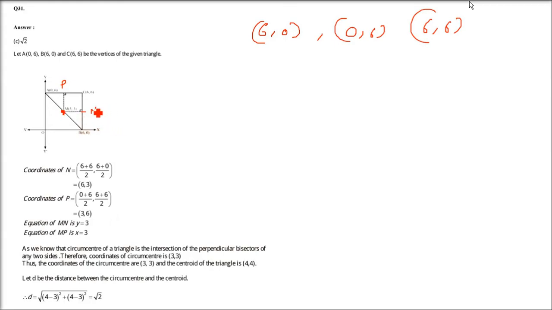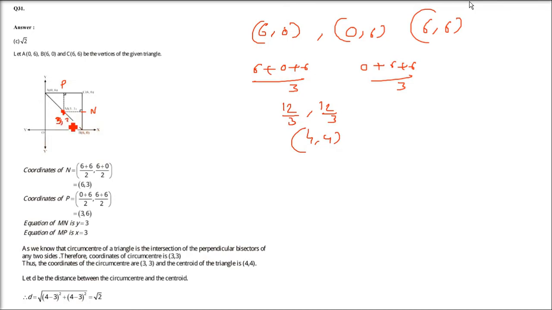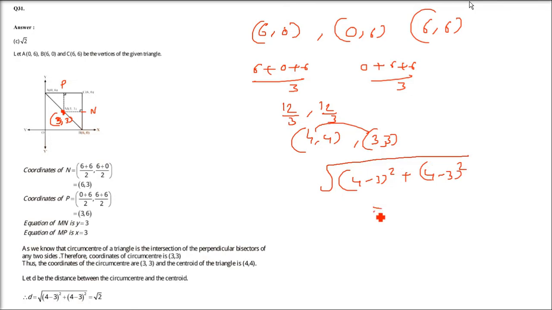And how about the centroid? Now we have the circumcenter. Now let us see the centroid. x1 plus x2 plus x3 by 3, that is 6 plus 0 plus 6 by 3, and y1 plus y2 plus y3 by 3, that is 0 plus 6 plus 6 by 3, so 12 by 3 and 12 by 3, you get 4 comma 4. So this is 3 comma 3 and 4 comma 4 is the centroid. So the distance is 4 minus 3 whole square plus 4 minus 3 whole square, under root. So you get 1 plus 1 under root, that is root 2.